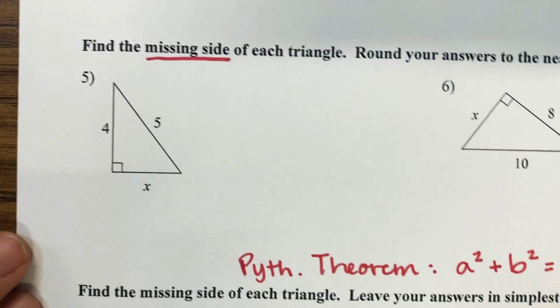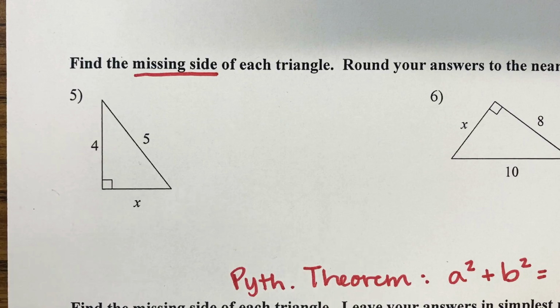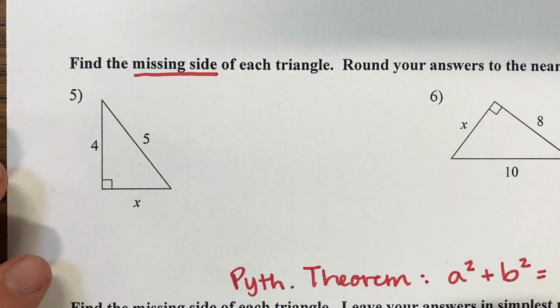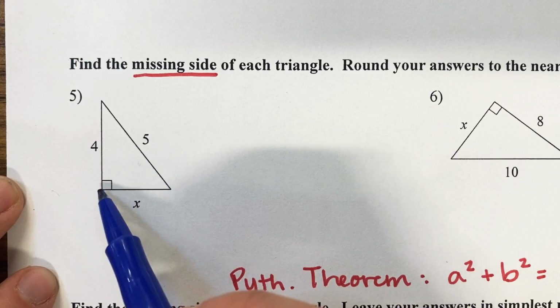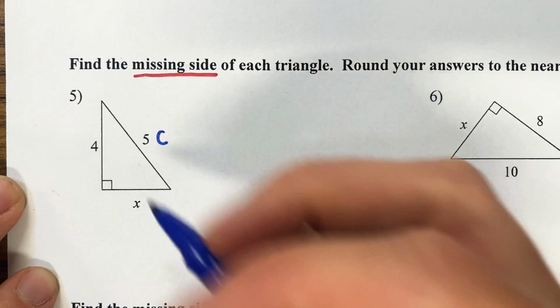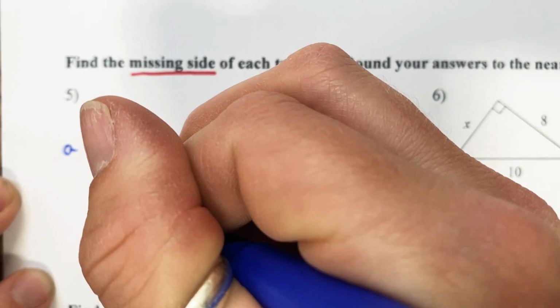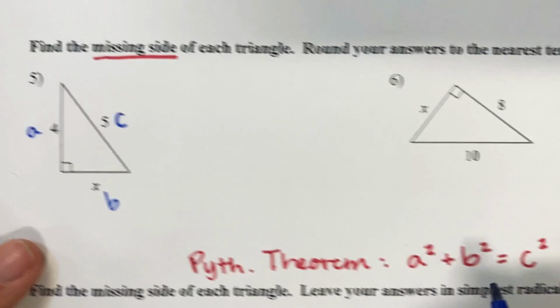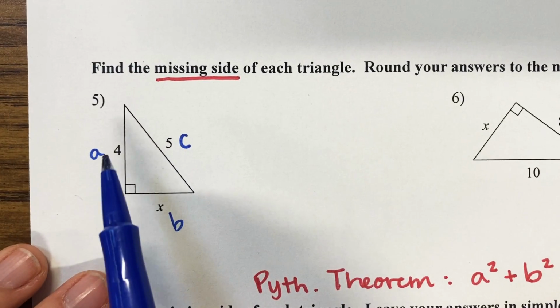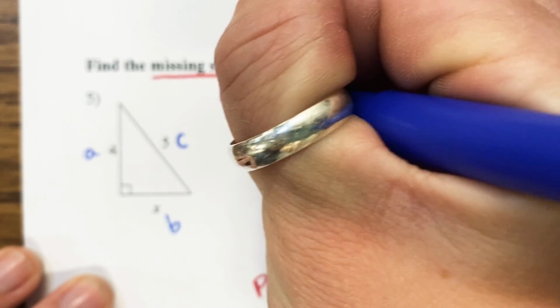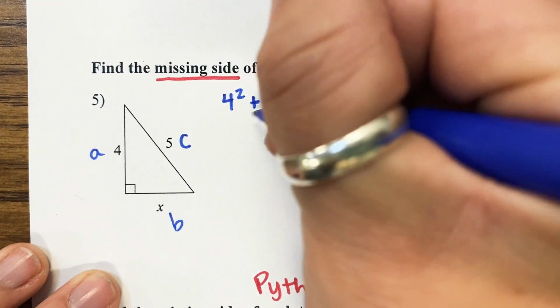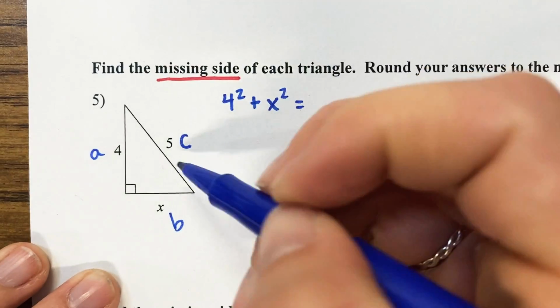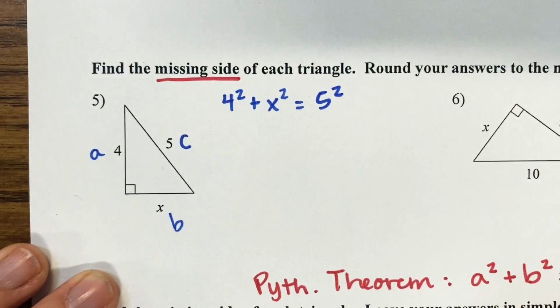Let's now identify in number 5 the sides that it gives us. I know that across from my right angle is my hypotenuse, so 5 has to be c. Once I know that 5 is c, I can label a as my 4 and b for my x. Now I can plug it into the Pythagorean theorem. A squared, my a is 4, so 4 squared, plus b squared, my b is x, so x squared, equals c squared, my c is 5, so 5 squared.